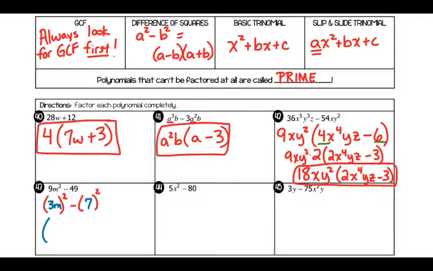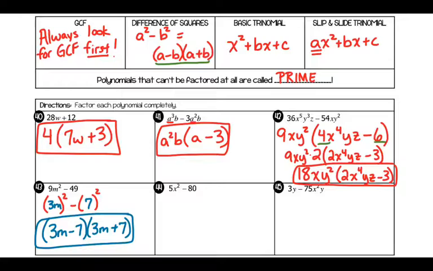Once you have those blanks filled out, then you can factor it fairly easily. You factor it like this. You do a minus b, a plus b. So we're going to say 3m minus 7 times 3m plus 7. Okay? It's the first one plus the second one times the first one minus the second one. All right. Number 44. Again, you have a GCF, 5, so pull the 5 out.